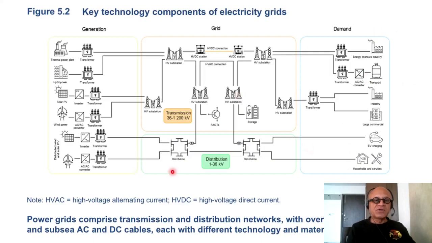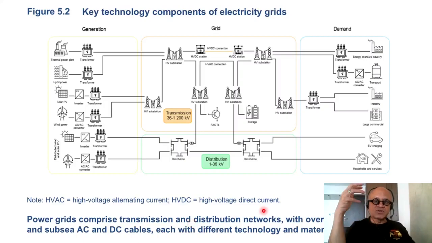We have talked about grid designs elsewhere, but high voltage AC and high voltage DC transmissions are both going to play into this. You have probably read elsewhere, or you can look up my other podcasts, in terms of the differences between generation, ease of generation for AC and DC versus transmission problems, or advantages and disadvantages, pros and cons of AC versus DC. Power grids comprise transmission and distribution networks with overhead, underground, and subsea AC and DC cables, each with different technology and materials.